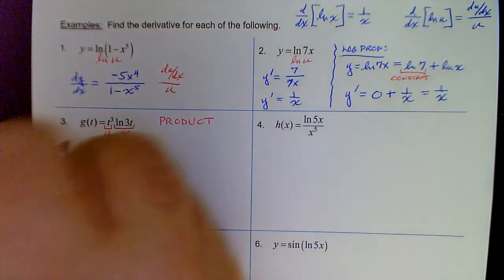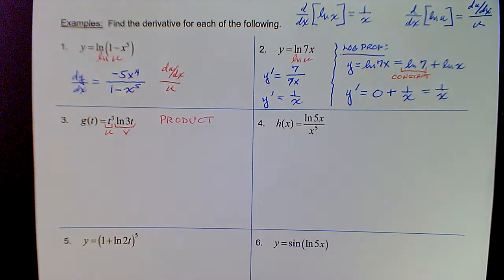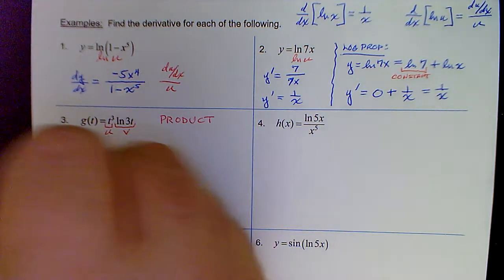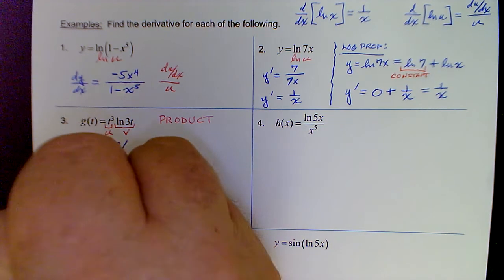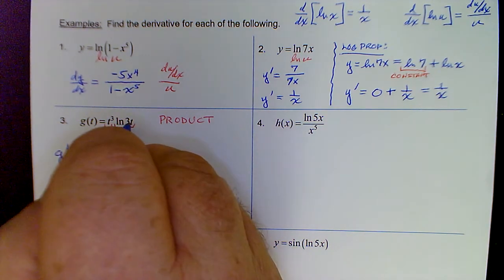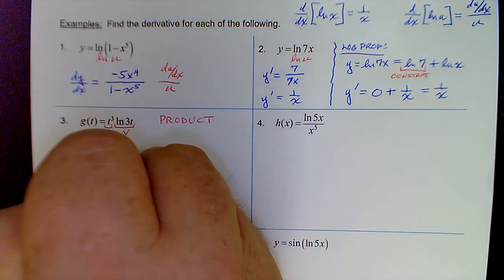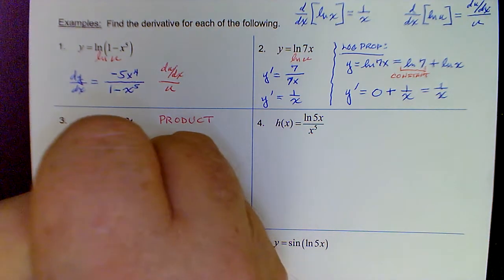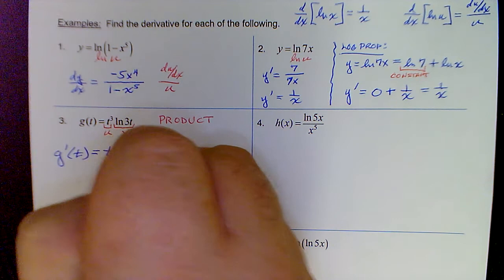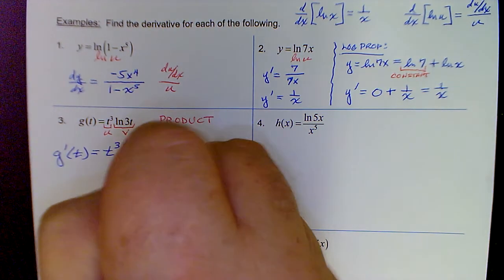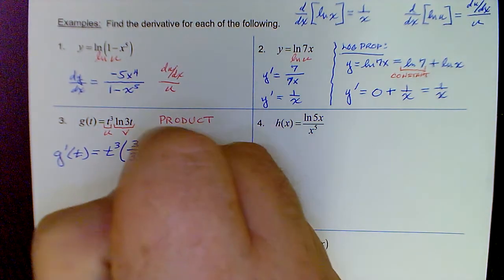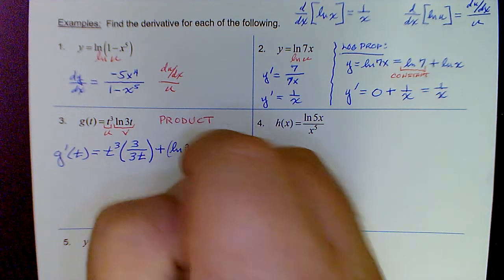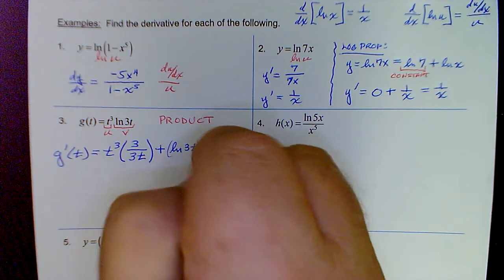So therefore, by the product rule, g prime of t will be the first factor, t cubed, times the derivative of the second. We're differentiating the natural log of 3t. So again, the formula: fraction, log goes away, argument 3t in the denominator, its derivative 3 in the numerator. By the product rule, plus the second factor, natural log of 3t, with parentheses around that, times the derivative of the first, the derivative of t cubed, 3t squared.